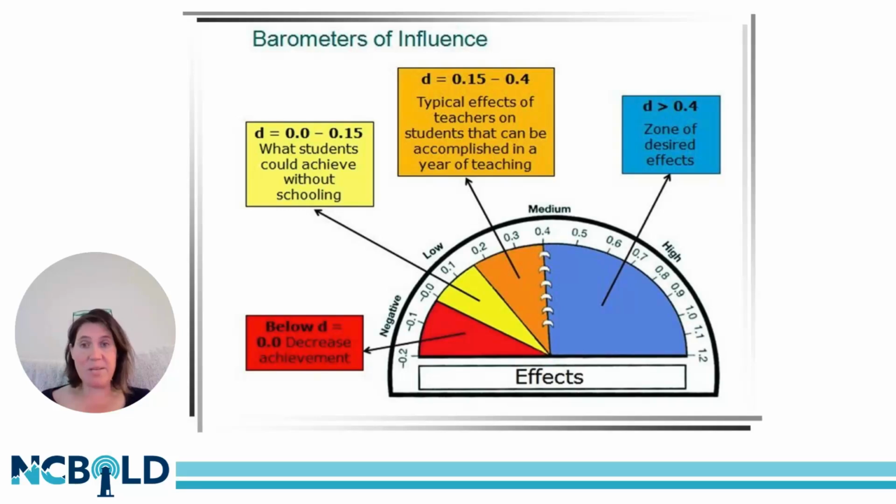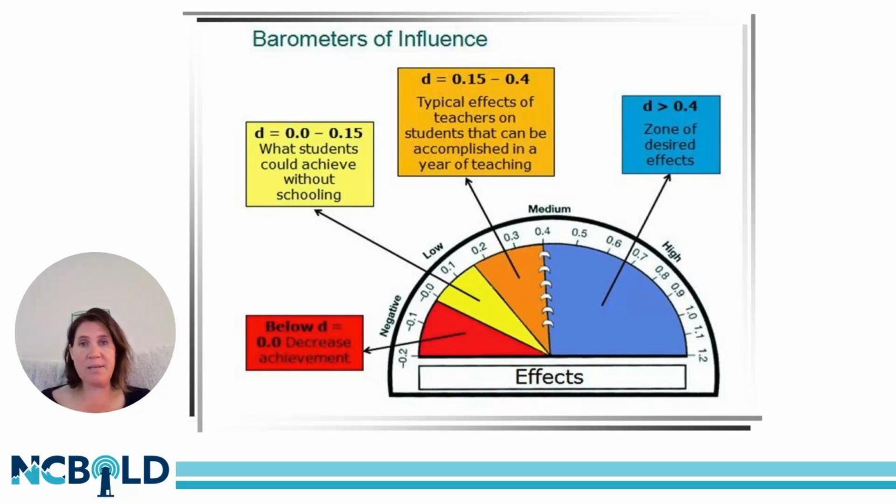There are some meta studies that have been done on influences in the classroom. And here's a barometer of the influence. If it usually scores above 0.4, it's in the zone of desired effects in our classroom. So typical effects of teachers on students that can be accomplished in a year of teaching are less than 0.4, but we want to do something that is even more in that zone of desired effects.